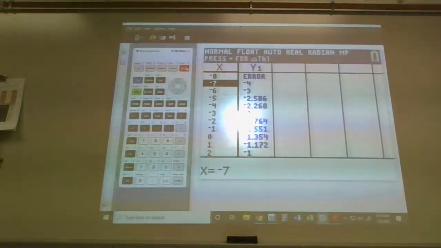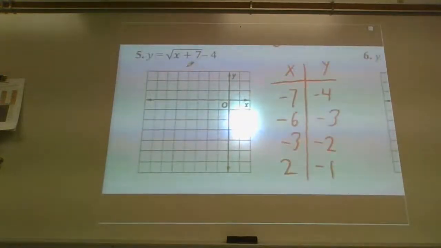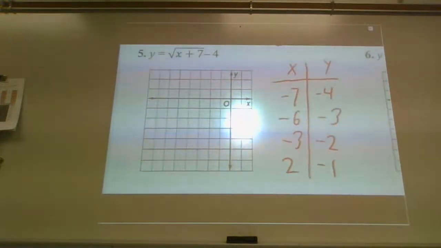Mr. Markey, how many ordered pairs do we need? It depends. It depends on how many would get you an accurate graph. And it seems to me like these numbers would work best, especially with what they've given you.